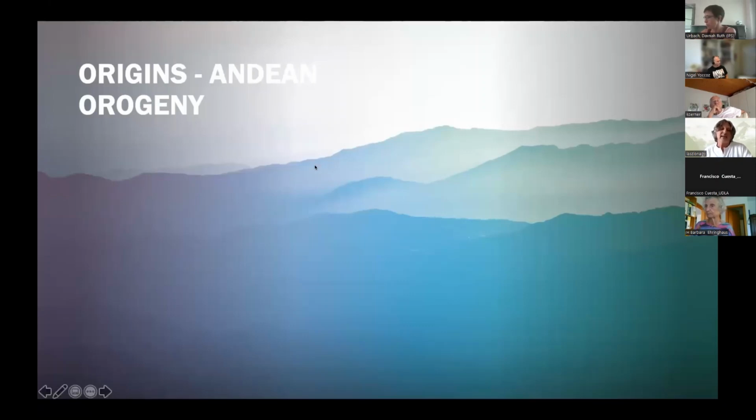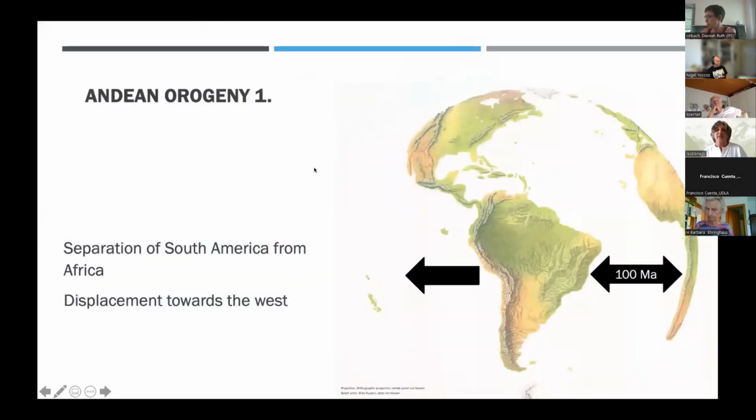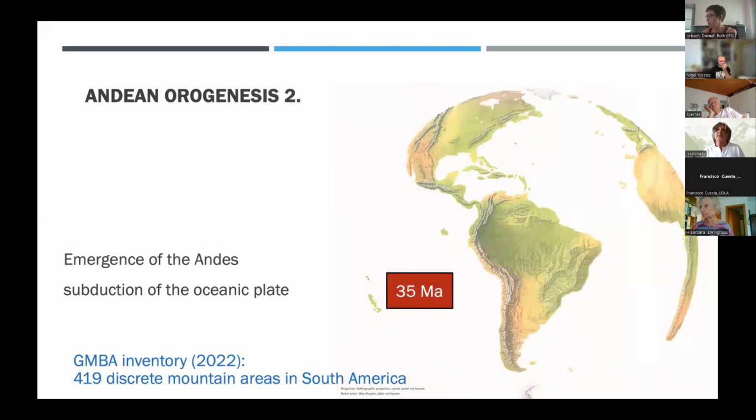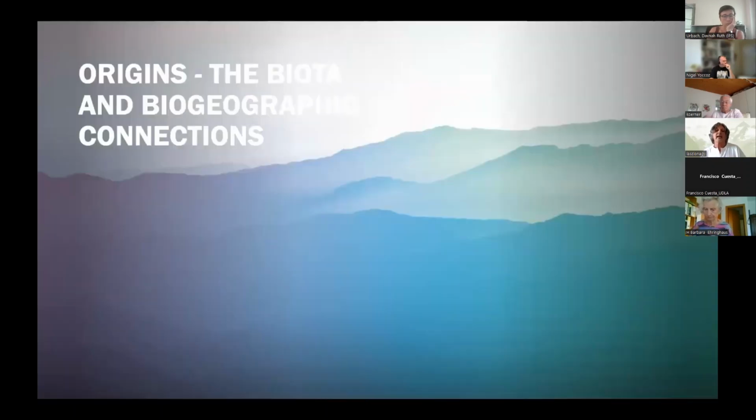Okay, but now let's jump back in time and let's see where the Andes come from really. What we have here is Earth history. Around about 100 million years ago, the Atlantic opened and separated South America from Africa, and South America started slowly drifting to the west. Basically, at that point, 100 million years ago, we can put the beginning of the uplift of the Andes. However, when it really took off, in an unequal manner along the length of the continent, it was about 35 million years ago. Now, this is an important thing, that the tectonics has also had consequences for the origins and the biogeographic connections of the biota.